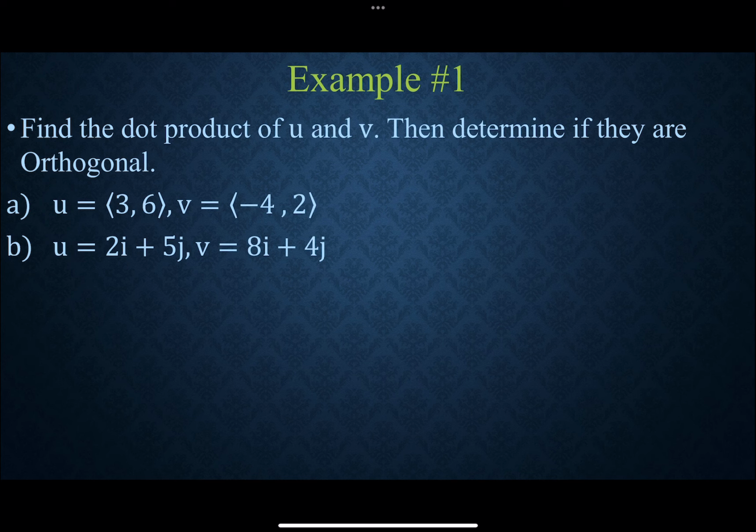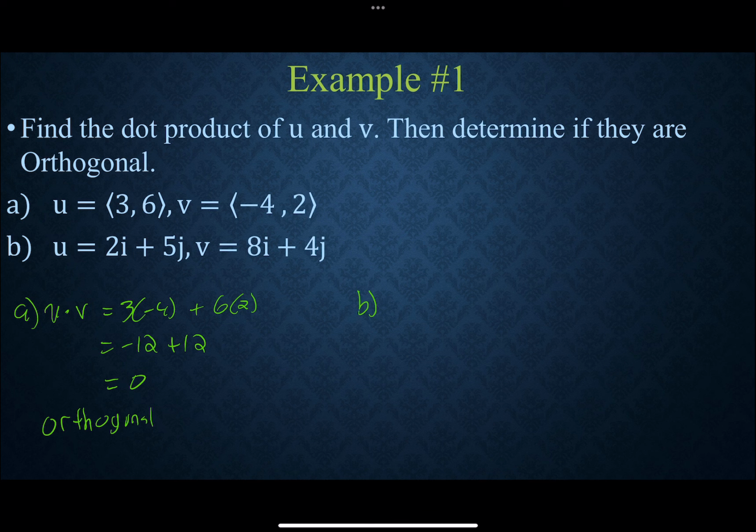So we've got these two vectors, and here's what I was talking about in those other videos with the linear combination. I'll either give it to you in component or linear combination format. It's the exact same process. So if I want to do for A, U dot V, we're going to do 3 times negative 4 plus 6 times 2. Negative 12 plus 12 is 0, so this is orthogonal because the dot product is 0 and neither vector was the 0 vector.